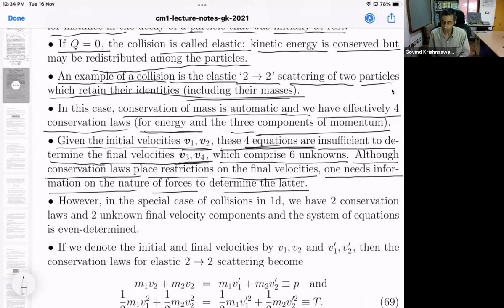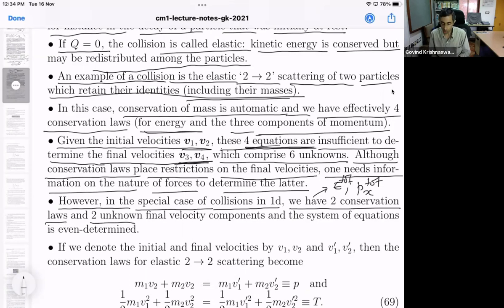However, there is one special case, namely the special case of collisions in 1 dimension. Here things become particularly simple. In 1-dimensional motion, momentum has only 1 component, and we have 2 conservation laws as opposed to 4 conservation laws: conservation of total energy and total x component of momentum. These are two conservation laws.